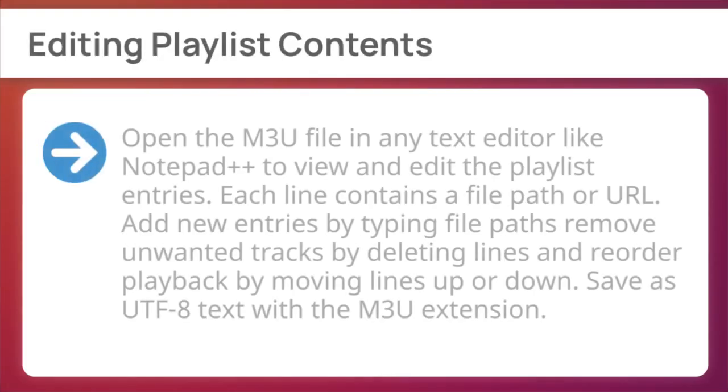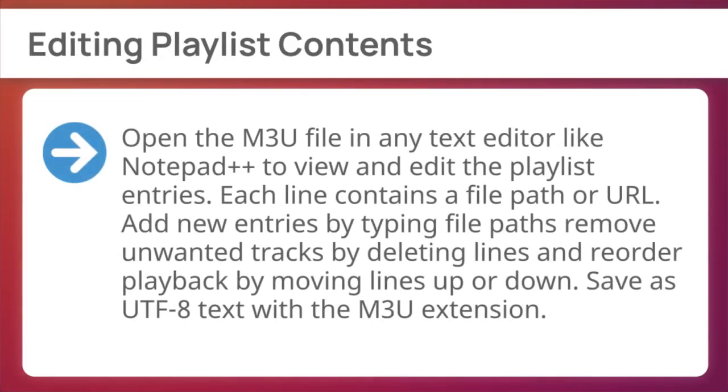Next, editing playlist contents. Open the M3U file in any text editor like Notepad++ to view and edit the playlist entries. Each line contains a file path or URL. Add new entries by typing file paths, remove unwanted tracks by deleting lines, and reorder playback by moving lines up or down. Save as UTF-8 text with the M3U extension.